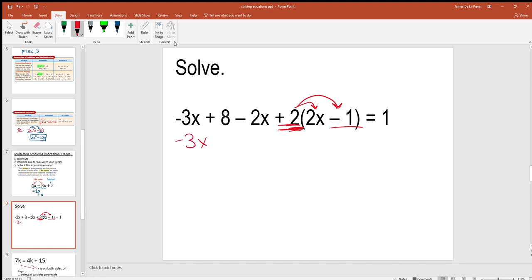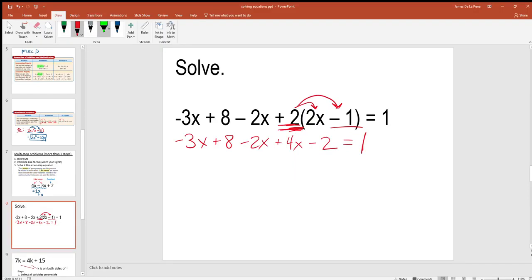We have negative 3x plus 8, right, minus 2x. And here we have positive 2 times 2x. That's plus, or positive 4x, plus 4x. Then we have positive 2 times negative 1. So positive 2 times negative 1 is negative 2. All right, and that's all equal to 1.